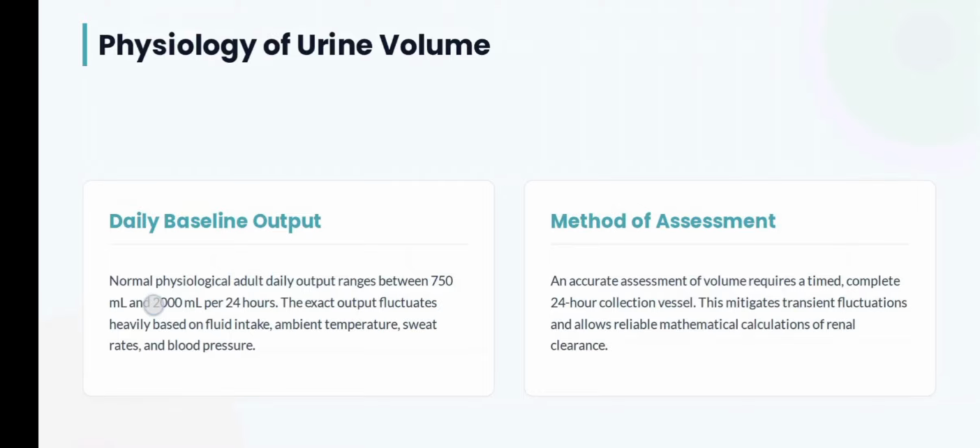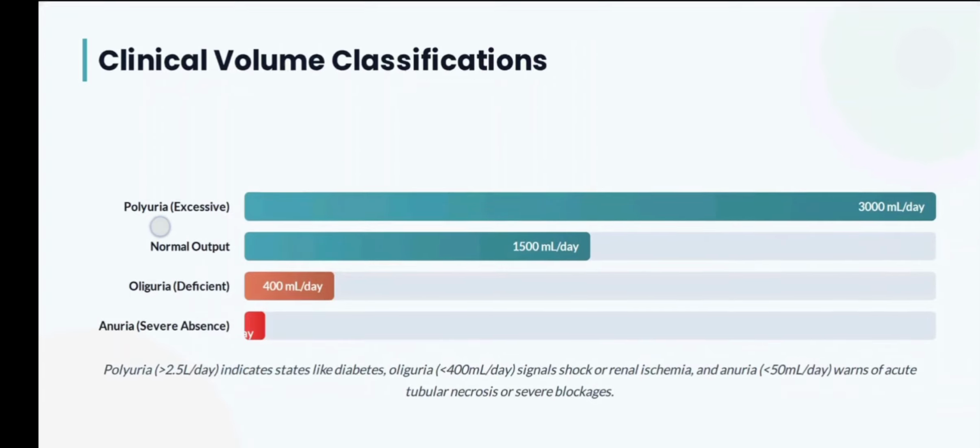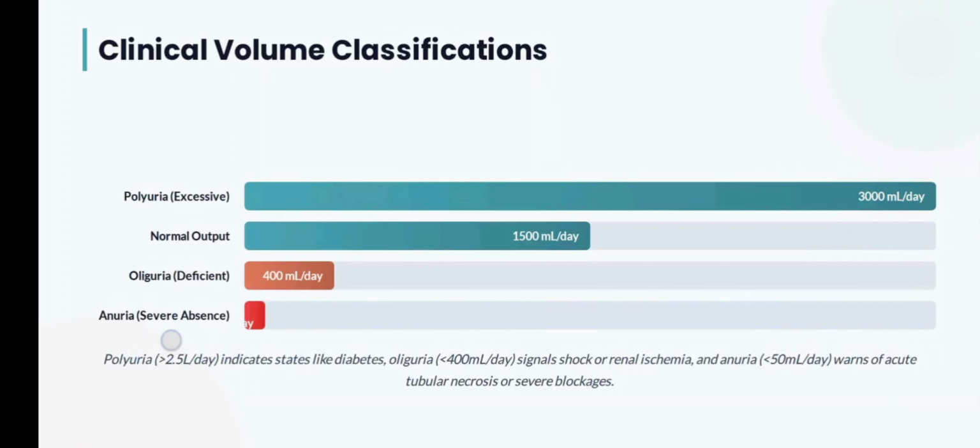Normally, an adult produces 750 to 2000 milliliters of urine per day. Urine output depends on fluid intake, environmental temperature, sweating, and blood pressure. Clinical volume classification: volume indicates states like polyuria. Oliguria, less than 400 ml per day, signals shock or renal ischemia, and anuria, less than 50 ml per day, occurs in acute tubular necrosis or severe blockage.